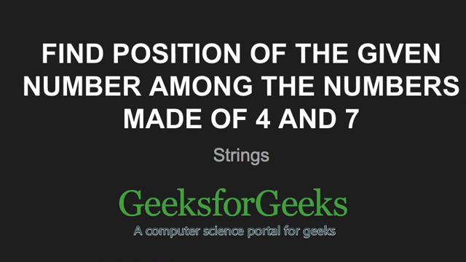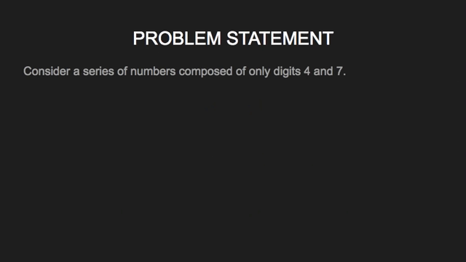This is a video tutorial on how to find the position of the given number among the numbers made of 4 and 7. Let's have a look at the problem statement.